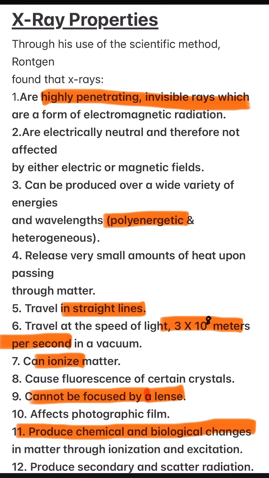And the last property is that they can produce secondary and scattered radiation. When X-rays pass through matter, they do not just stop. They interact with the atoms and produce new radiations, which are considered scatter radiation. So this is all about the basic properties of X-rays.